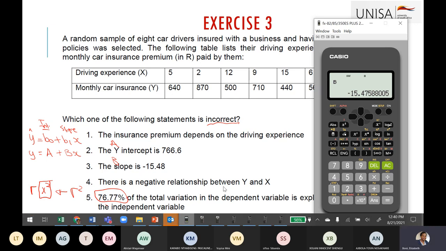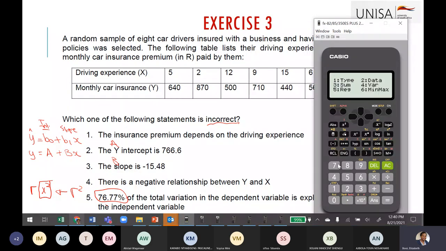There is a negative relationship that exists between the slope and, yes, there is, because it's negative. Therefore, it means the relationship is negative, so it will be incorrect. But I can also calculate my R, because R lies between negative 1 and 1, and it will also tell me whether the relationship is negative. So let's go calculate R.